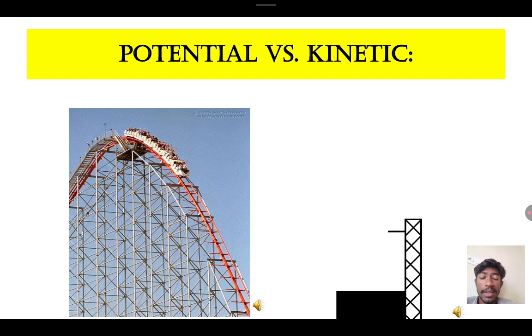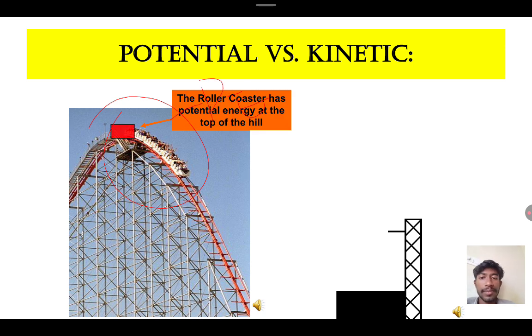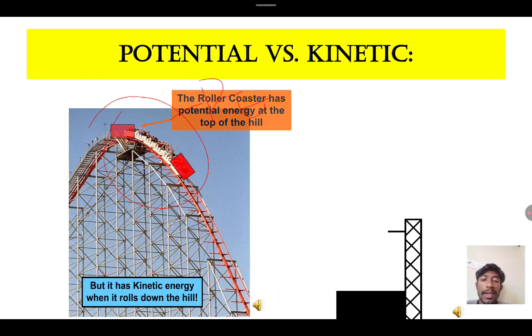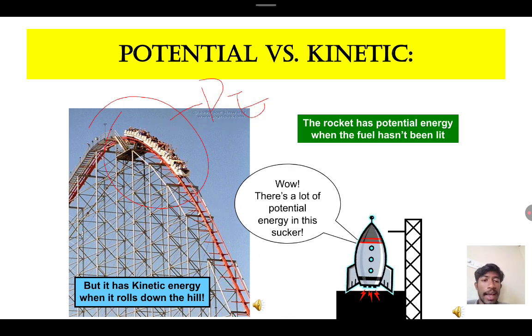Potential energy. See here, the ferry is still, so it has potential energy. The roller coaster has potential energy at the top of the hill because till now it is still, but it has kinetic energy when it rolls down the hill. When it is coming down, then it will have kinetic energy, like that.